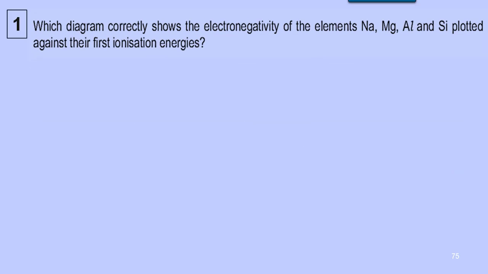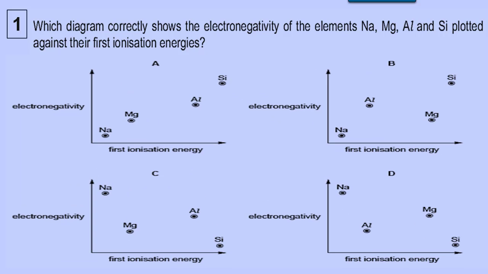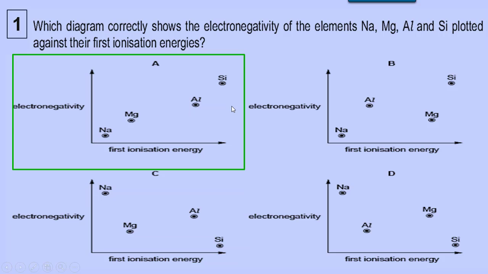Question 1. Which diagram correctly shows the electronegativity of elements sodium, magnesium, aluminium, and silicon plotted against the first ionization energy? You have to know that the four elements are lying in the same period, which is period 3. And we have learned that by increasing the atomic number in the same period, the electronegativity and the ionization energy will increase. So, the correct choice will be graph number 1. By increasing the atomic number, both electronegativity and first ionization energy increase.